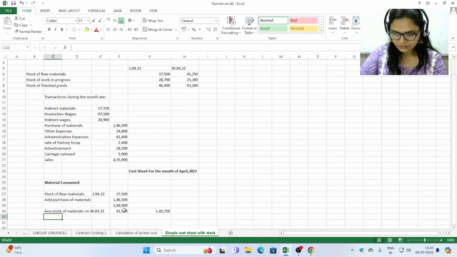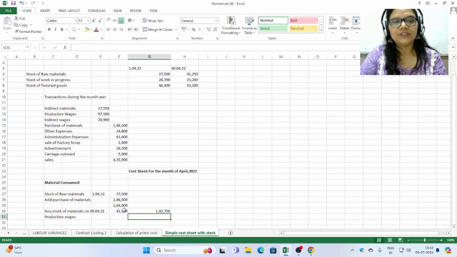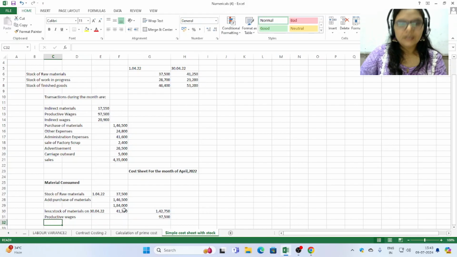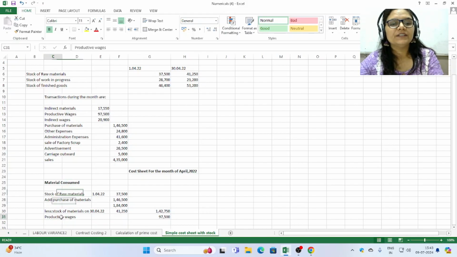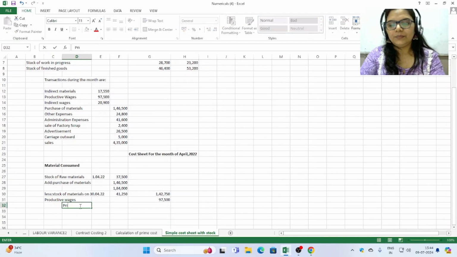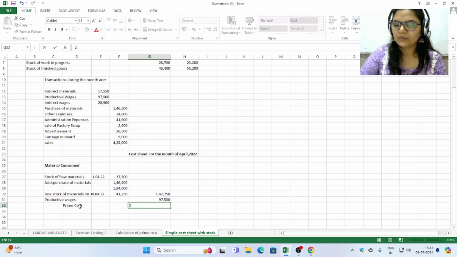Now we have productive wages. Productive wages, we have direct wages 97,500. Now when we add productive wages, your direct wages, and we add prime cost in them, we will get the value of 2,40,250.